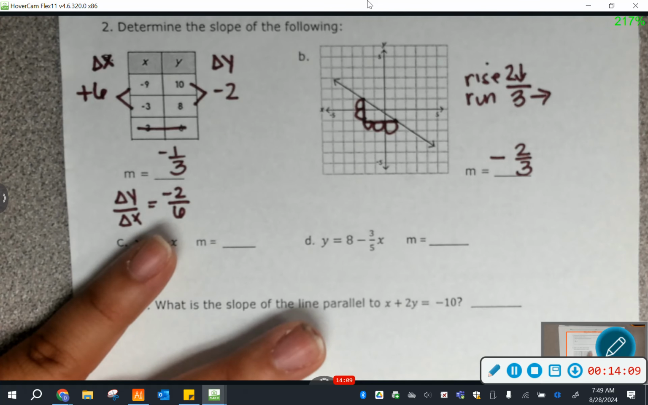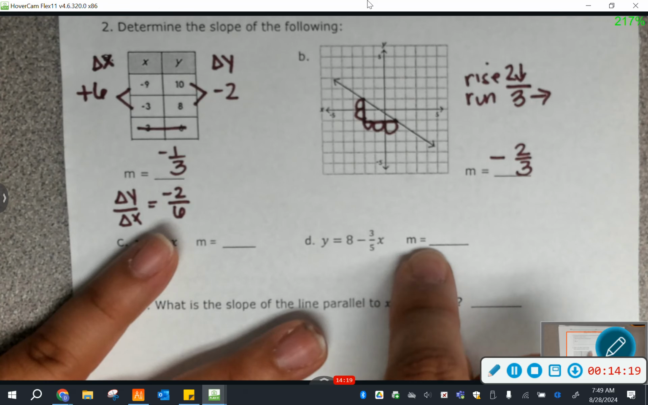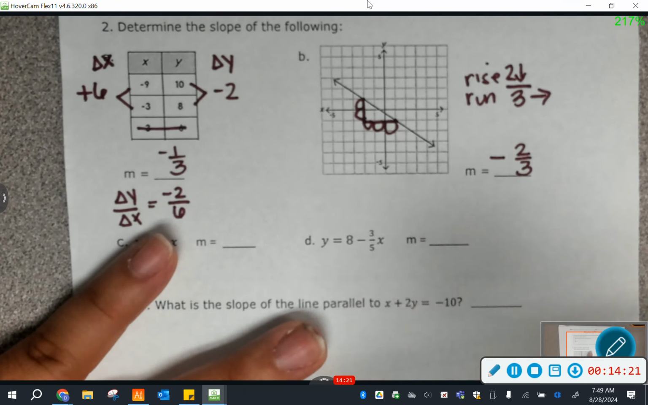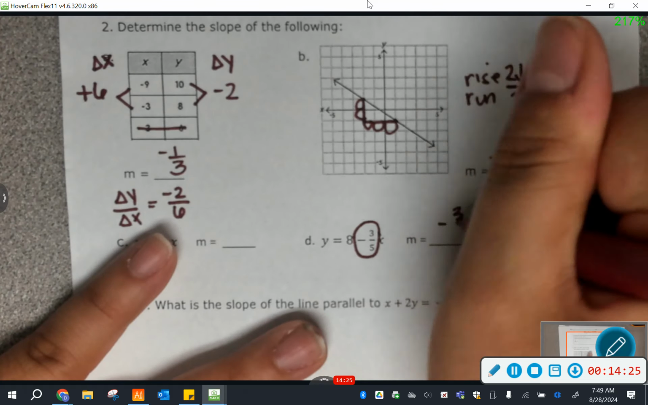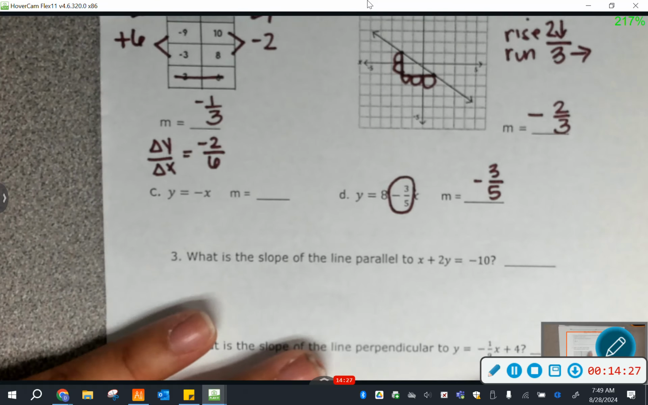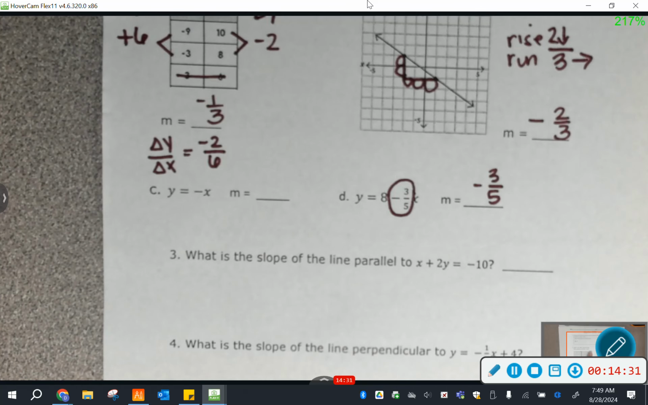Okay. I'm going to do D right here. Look at it. What's my slope just by looking at it? And how do you know? Because it's next to the x. The number next to the x, don't forget the negative. And don't put x. And don't put x. Very good. We're learning. See? We're learning.